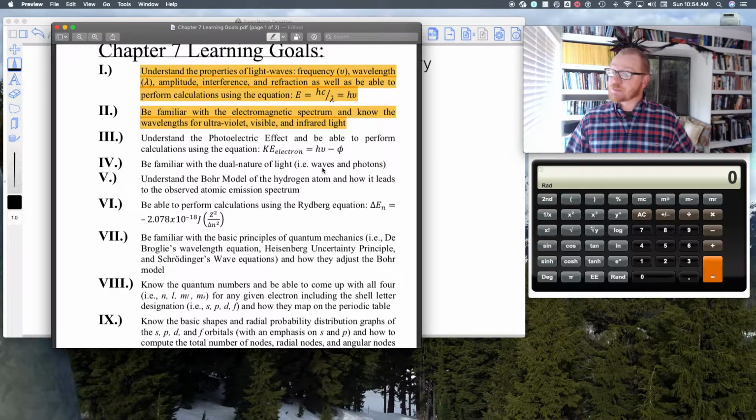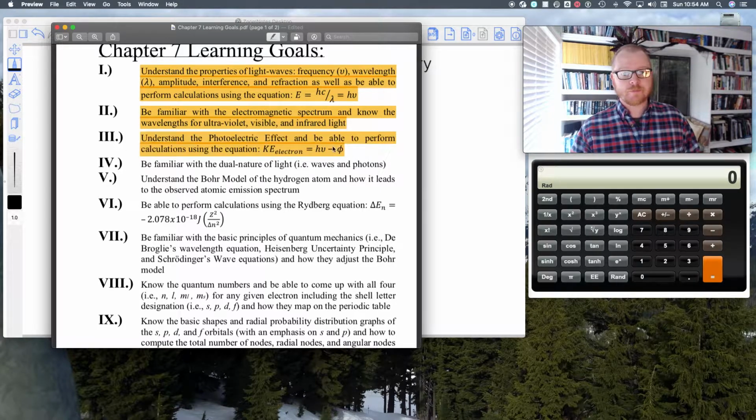Okay, so visible we know was 400 to 800, and so for the wavelengths for ultraviolet and infrared, just understand that UV are smaller wavelengths than visible, so smaller than 400 nanometers, and IR are wavelengths bigger than visible light, so bigger than about 800 nanometers. Okay, and on this next video, I'm just going to go through two more: understand the photoelectric effect and be familiar with the dual nature of light. So we're going to talk about these two learning goals in this video.